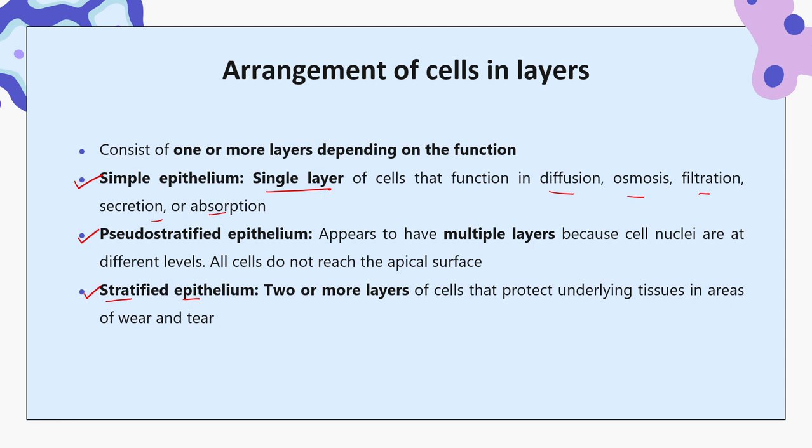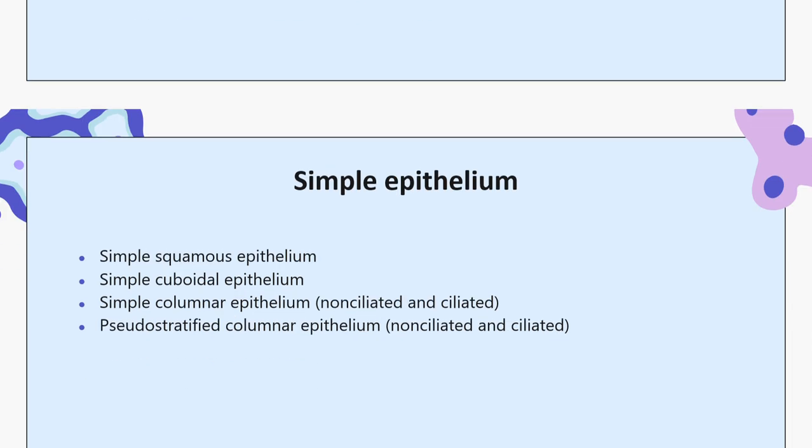Two or more layers of cells are present on the basement membrane, and their function is protection of underlying tissue. Then next is pseudostratified epithelial tissue. Pseudo means they look like it but are not exactly. Pseudostratified means they appear to have multiple layers because the cell nuclei are at different levels, and all cells do not reach the apical surface.